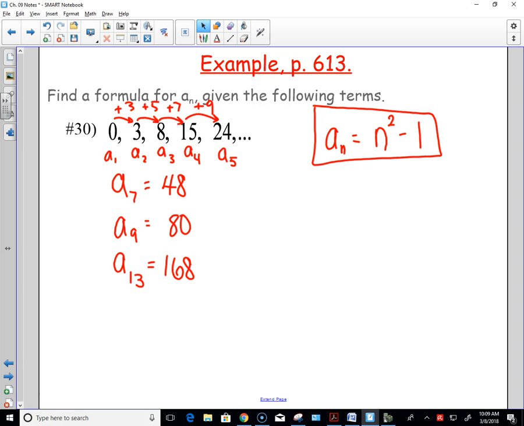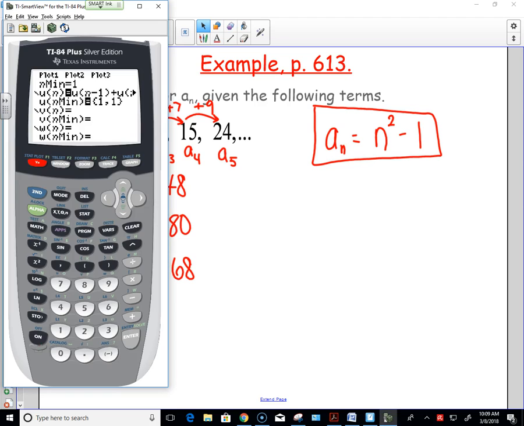All right, what'd you guys put in your calculator? Beep, beep. What'd you guys do? Oh, you just put in n squared minus 1? Oh, that's easy. Okay.